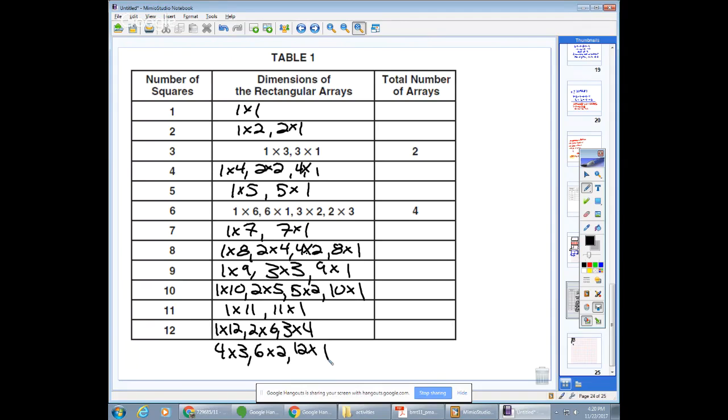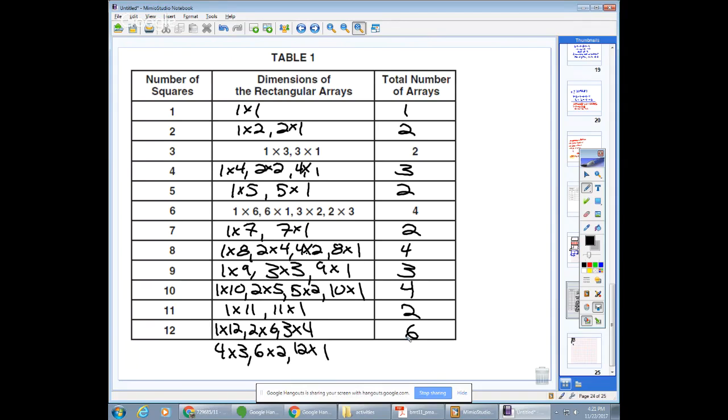And then what I want to do is count how many different ways I made these rectangles for each number. So there was only one way to do 1. There were 2 ways to do 2, 3 ways to do 4, 2 ways to do 5, 2 ways to do 7, 4 ways to do 8, 3 ways for 9, 4 ways for 10, 2 ways for 11, 6 ways for 12.